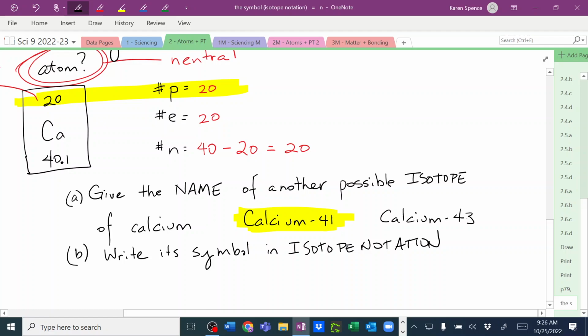There is actually a limit, and not all isotopes actually occur, okay? So it's possible that maybe there isn't a calcium 43, but if I ask you to give one that's possible, you would be allowed to pick any number that's relatively close to 40, because 40 is the average.